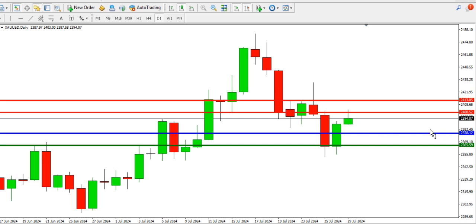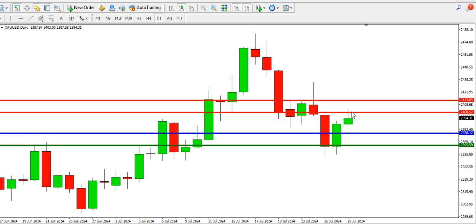Now this blue line is the pivot line for gold for today, and the line is at 2378.12, while the first red line is the first resistance. Gold opened around this point and has tested the first resistance.